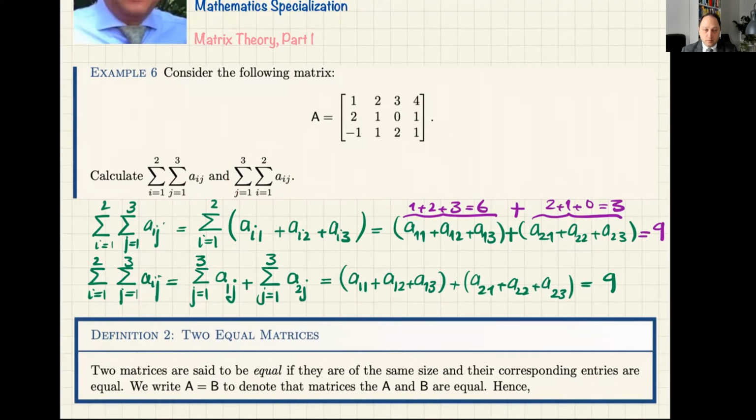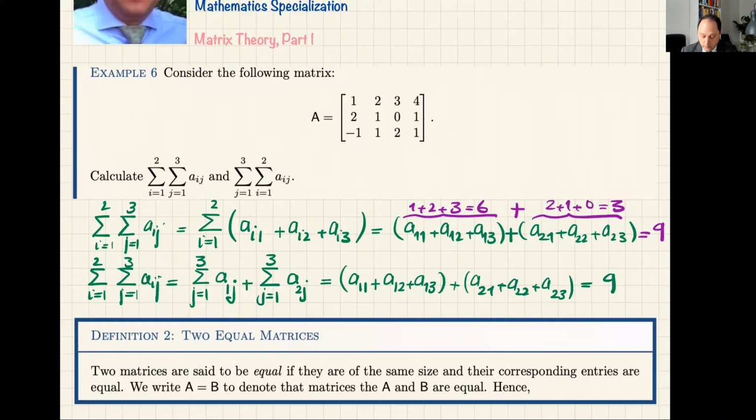I think that's a very simple one. But again, you will get the answer 9 independent of the way that you interpret it, okay? So the takeaway from this lesson is that it doesn't matter if I interchange these two finite sums, the answers are the same.